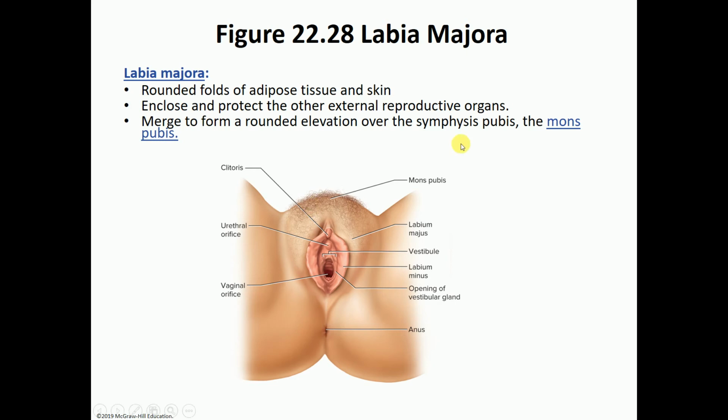So we'll talk first about the labia majora, which is this round pad of fat found on either sides. The pad of fat unites anteriorly above the symphysis pubis, and that area is known as the mons pubis. The labia majora is the female equivalent of the scrotum in males. It's made out of skin, subcutaneous fat, and the skin is very hairy in this area.